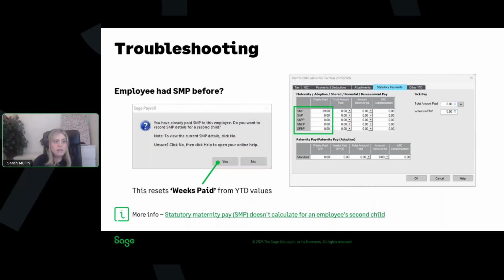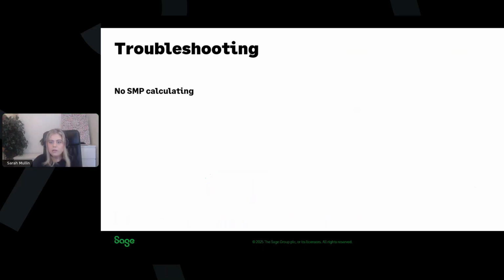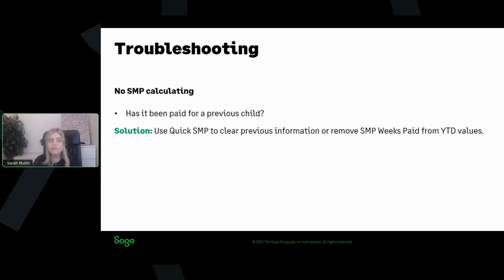Now, a couple of more things to consider when it comes to maternity pay. So if there's no SMP calculating, again, this links back to the example that we have just looked at. So solution for this one, you can either use Quick SMP to clear the previous information or go into the record manually to remove the year-to-date value. So it would just be the weeks paid that you would be removing.